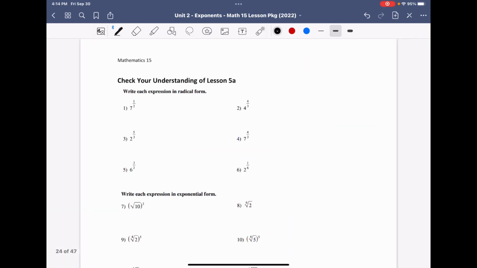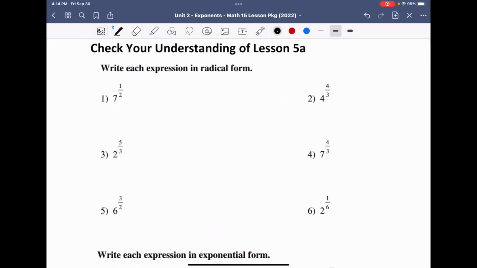Now, I think it's important to go through a couple examples and really just highlight some key things you may see or may miss in the process of doing these problems. So let's just deal with a couple of the ones where we take an exponential form and convert it to radical.